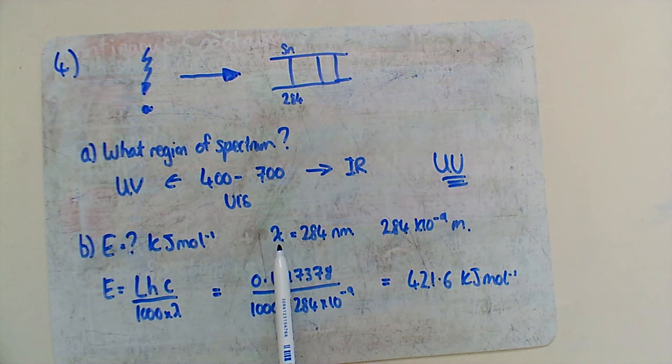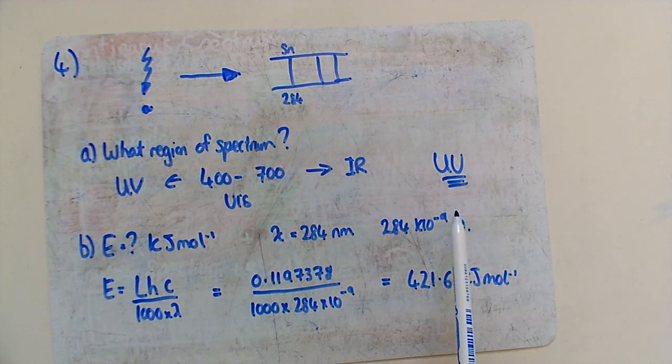So remember, wavelength, just multiply it by 10 to the minus 9 if it's in nanometers. Don't worry about making it perfect scientific notation. And LHC, because we'd already worked that out in question 3, we can just write down that number again. It might seem strange to put a number to 7 decimal places, but it is an exact number. So you can do it that way.